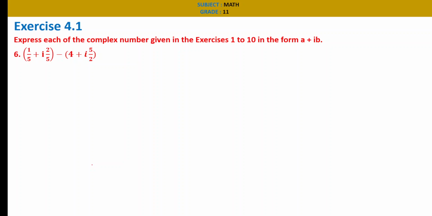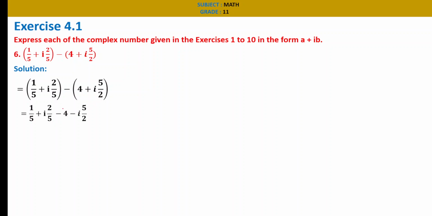Let us solve question number 6. (1 divided by 5 plus i into 2 by 5) minus of (4 plus i into 5 by 2). Solution. 1 divided by 5 plus i into 2 by 5 minus (4 plus i into 5 by 2). So let us open this bracket with the minus, so that 1 divided by 5 plus i into 2 by 5 minus 4 minus of i 5 by 2. Now here let us separate the real parts. 1 by 5 minus 4, plus (2 by 5 minus 5 by 2) into i.